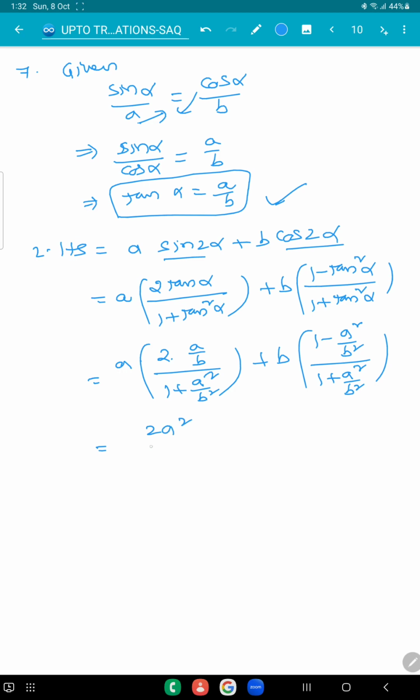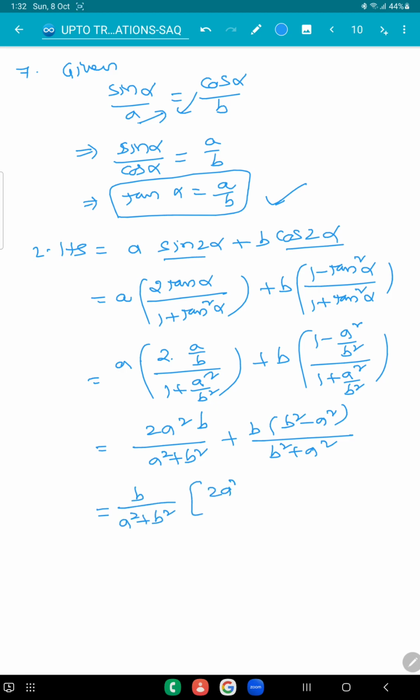That is equal to 2A square B by A square plus B square plus B into B square minus A square by B square plus A square. In the numerator we can bring B, in the denominator we can bring A square plus B square common. What will we have? 2A square plus B square minus A square. So B by A square plus B square times of this becomes A square plus B square. These two get cancelled, that is B. That is equal to right hand side.